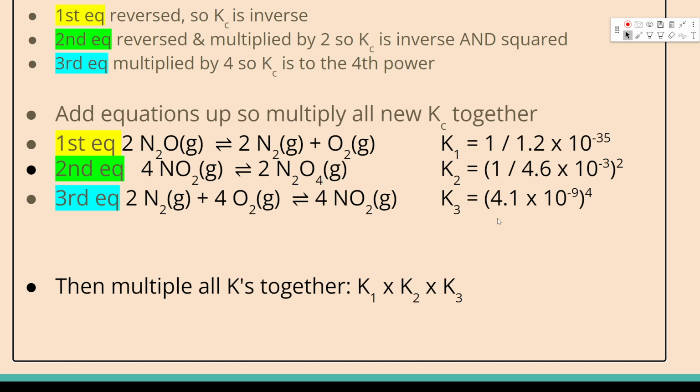Now, I forgot to do that on the slide. So make sure that you add these up, check does it match the overall, do the math for these where it's 1 divided by that squared, and so on and so forth. And then whatever those answers are for K1, K2, K3, multiply them together.